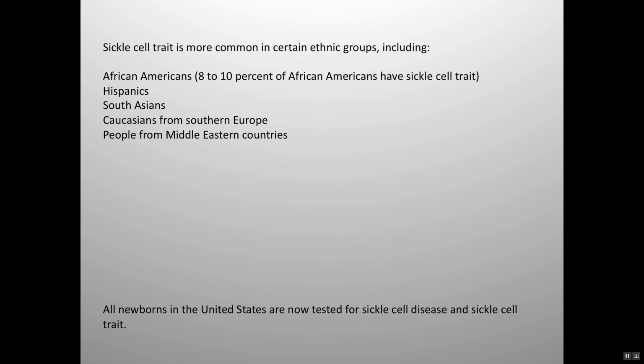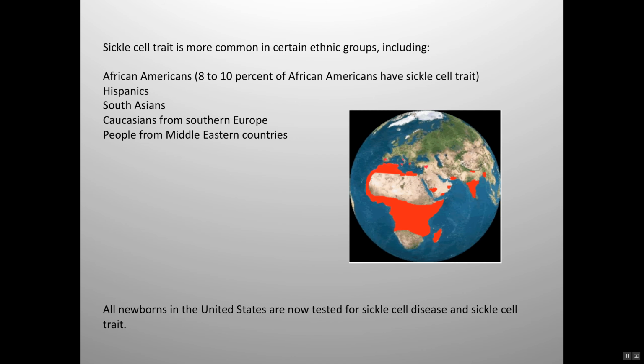And not surprisingly, the sickle cell trait is more common in certain ethnic groups whose origins are in these areas. So 8 to 10% of African Americans have sickle cell trait. It's also common amongst Hispanics from Central and South America, South Asians, Caucasians from Southern Europe, and some Middle Eastern populations. Now, all newborns in the United States are now tested for sickle cell disease and sickle cell trait.